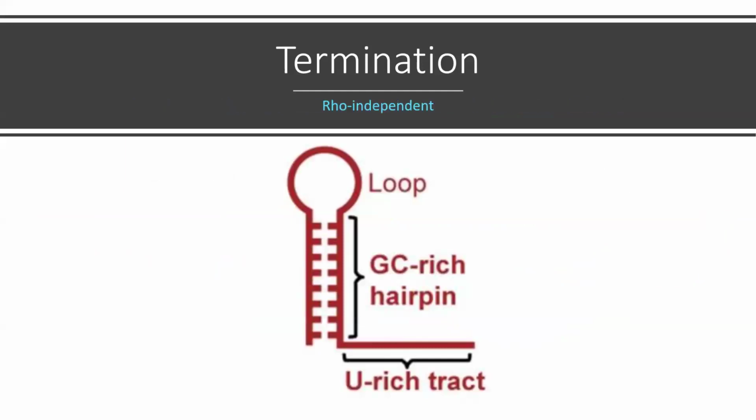Then we have rho-independent termination. In this case, we are going to actually terminate based on structure that's being formed by the RNA. And so here, there's also a GC-rich region of the transcript that causes the formation of a hairpin. So one of the cool things about RNA is that it's single-stranded, but it almost always has secondary structure capabilities. And so you get these GC-rich hairpins. So basically, this single-stranded RNA folds over on itself to make the secondary structure.